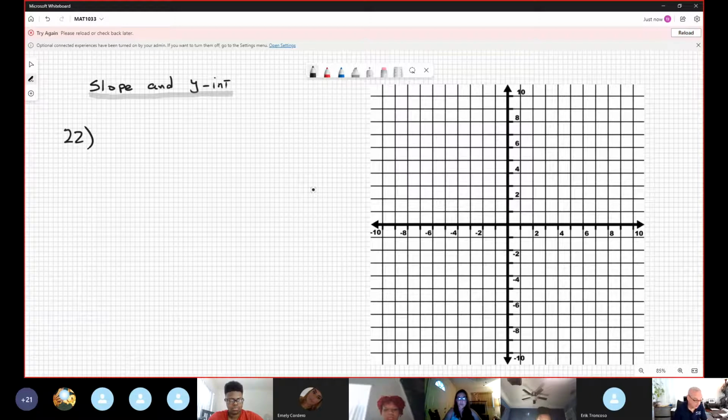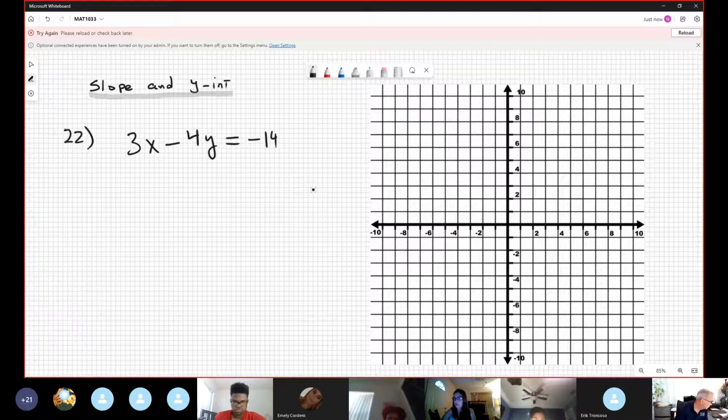Okay, let's continue. 3x minus 4y equals negative 40. Okay, let's do it. And then maybe in this example, in the week we switch it into the other math class. Okay, it's possible.